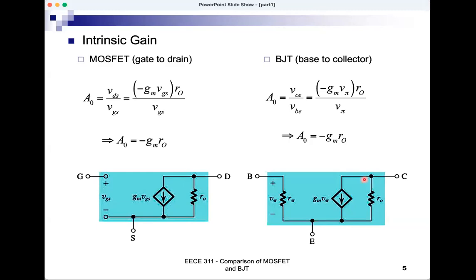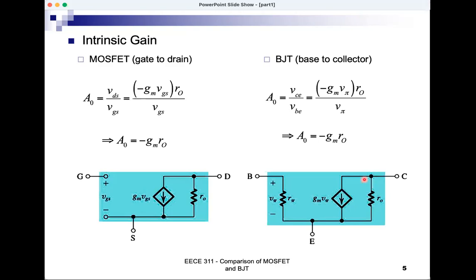The minus means that there is a signal inversion between the gate and the drain for the MOSFET, and between the base and the collector for the BJT. So if at the gate I have sine omega t millivolt, at the drain I may have minus 50 sine omega t millivolt. So it's also a sine wave, but it's inverted. Same for the BJT. There is also inversion between base and collector.